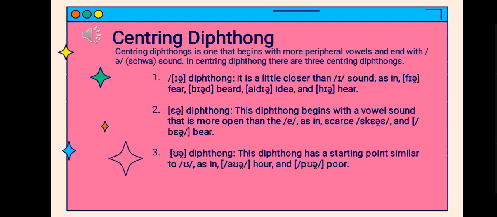The first one is the ear diphthong. It is a little closer than the e sound, as in fear, beard, idea, and here. The second one is the e diphthong. This diphthong begins with a vowel sound that is more open than the e, as in scarce and bear. The third and last kind of centering diphthong is the ua sound. This diphthong has a starting point similar to o, as in our and poor.